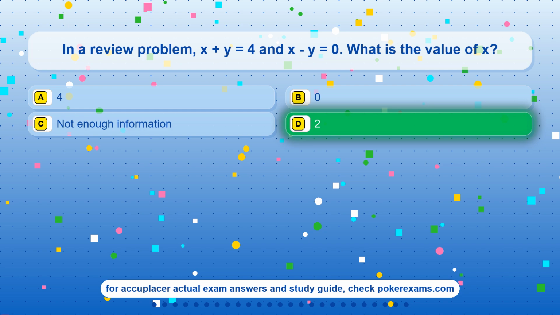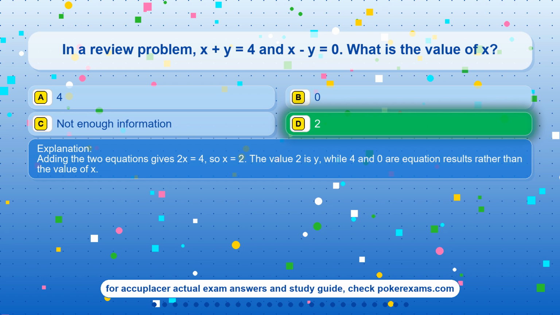The correct answer is option D, 2. Adding the two equations gives 2x equals 4, so x equals 2. The value 2 is y, while 4 and 0 are equation results rather than the value of x.